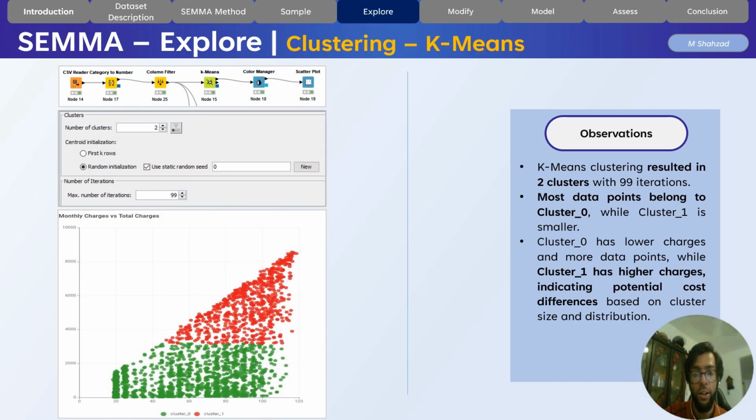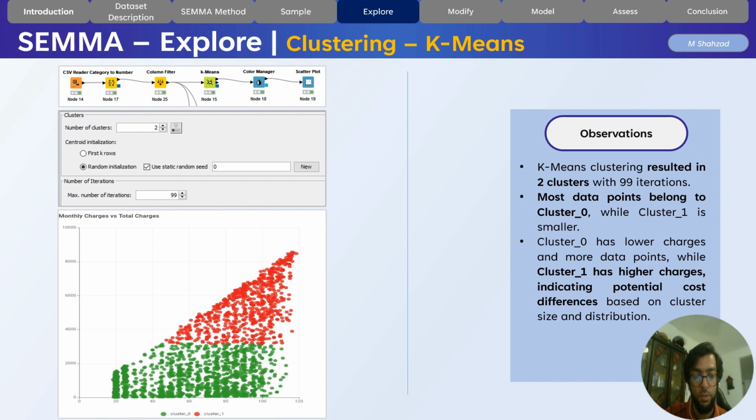So in this project, we have used two clustering algorithms, k-means and DBSCAN. So if we see the k-means algorithm, we have chosen the number of clusters as 2 and number of iterations as 99. The DBSCAN clusters more data points into cluster 0, while cluster 1 with the red color is smaller. Cluster 0 has lower charges and cluster 1 has higher charges.